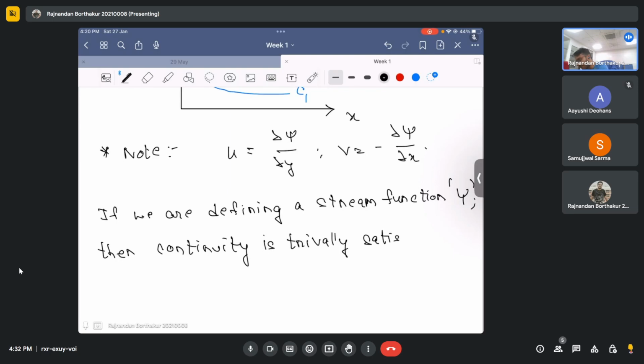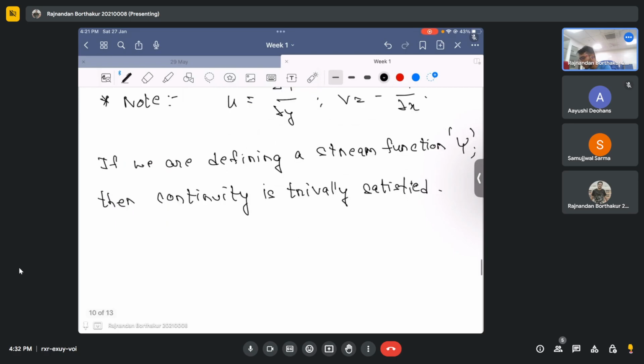continuity, at least the incompressible continuity, is trivially satisfied. This is a very powerful statement, because anywhere you define a stream function like this, you don't need to care about whether it satisfies continuity in any coordinate system. If you can prove that continuity is satisfied in Cartesian coordinates, then it will also be satisfied in spherical or cylindrical coordinates. You don't need to bother about the continuity equation, because it will be trivially satisfied. You can actually prove that, and it's a very simple proof.